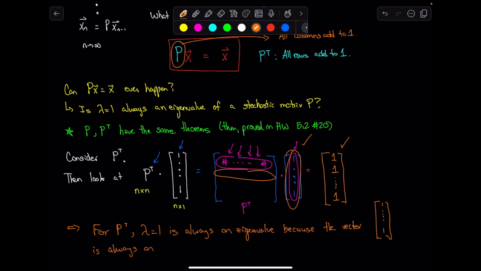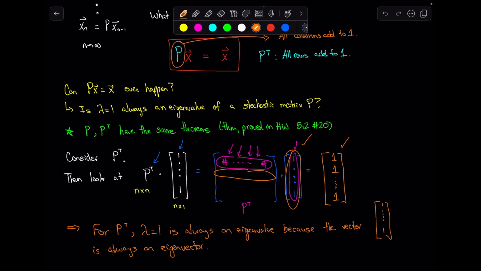Right, for any transpose stochastic matrix. Because there could be other eigenvectors associated with lambda equals 1, we don't know, right? It's not just that you get 1. We could have multiplicity, and so there could be more, but we're always guaranteed that lambda equals 1 will work.